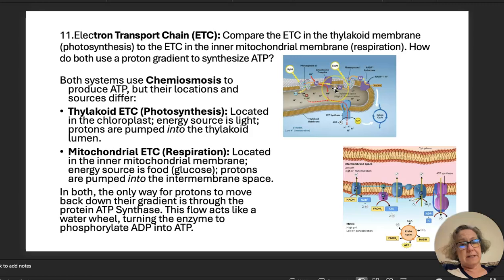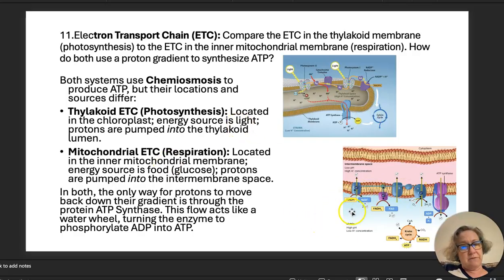Okay, electron transport chain. You are looking at this again from the thylakoid membrane in photosynthesis and comparing it to the mitochondrial membrane in respiration. And it really is quite similar. You're looking at photosynthesis up here, right? Here's our light reaction. First one, photosystem 2. Here it goes, photosystem 1. Then we're moving all of those hydrogen ions, and then through ATP synthase, you are getting ATP, and that is fueling the Calvin cycle to make your glucose.